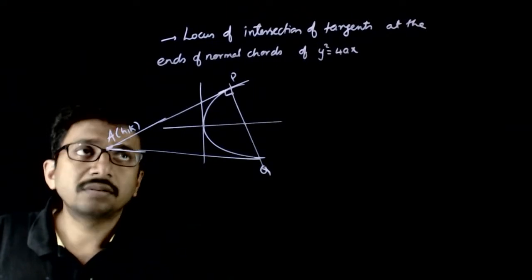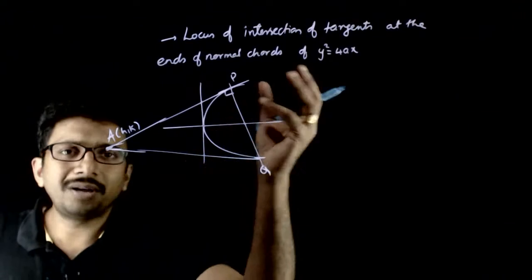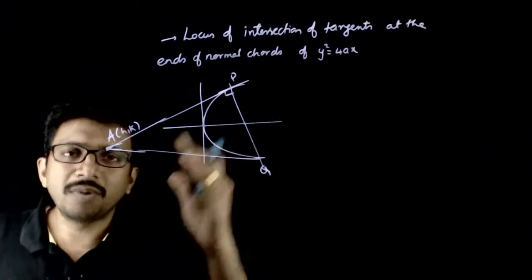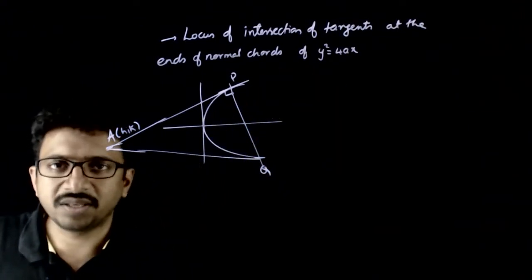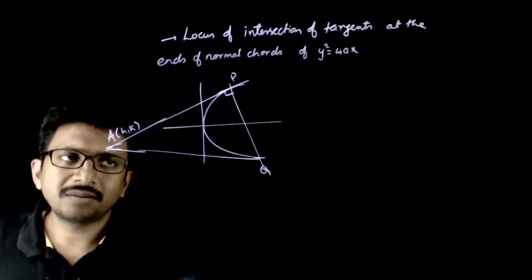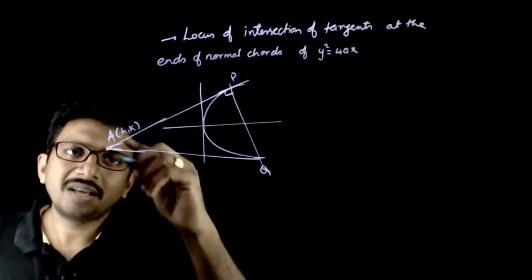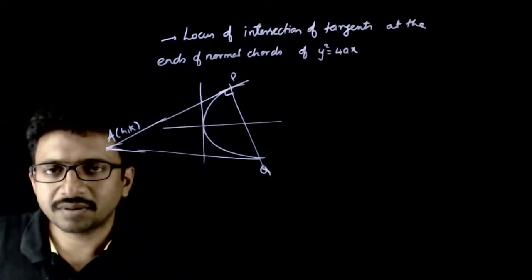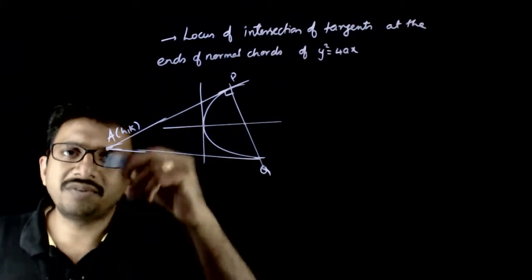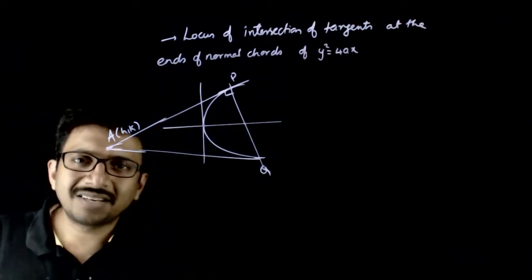So welcome students. In this question you are asked to find the locus of the point of intersection of the normal chords of the parabola y square is equal to 4x. So this is a normal chord. As this normal chord changes, the point of intersection also changes. So how does the point of intersection go? What is the locus of it? That's the question. So first, to construct this problem.